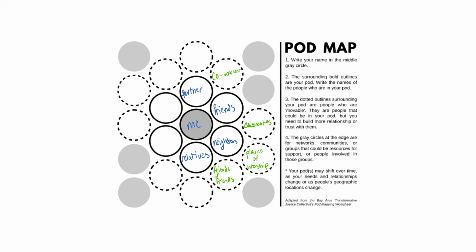So first, and perhaps most obvious, are other mutual aid societies. Other mutual aid societies may have members or resources that could provide support.